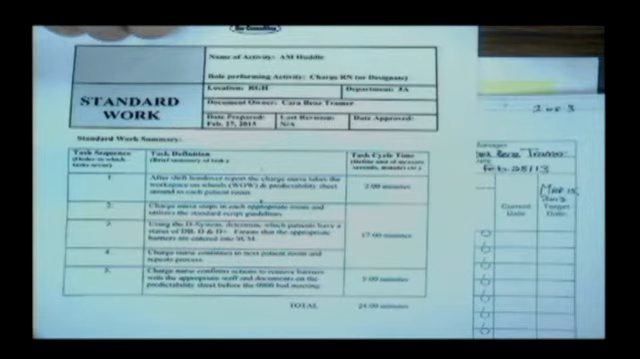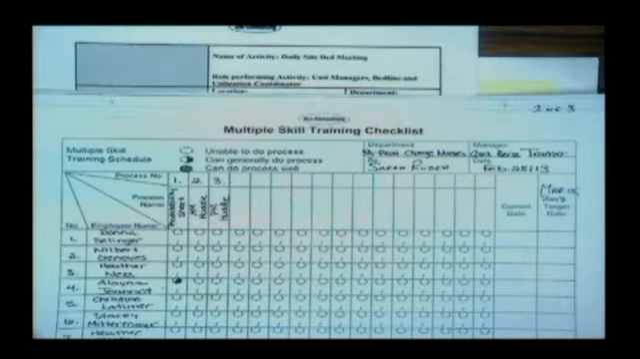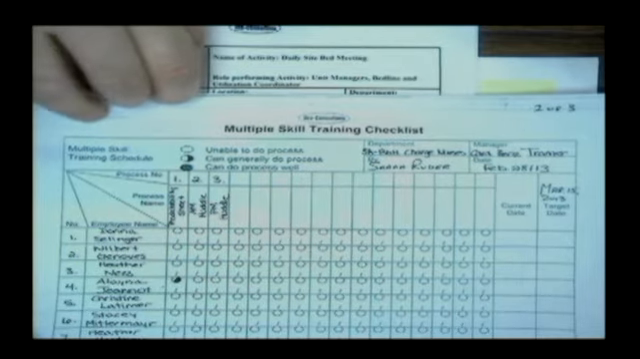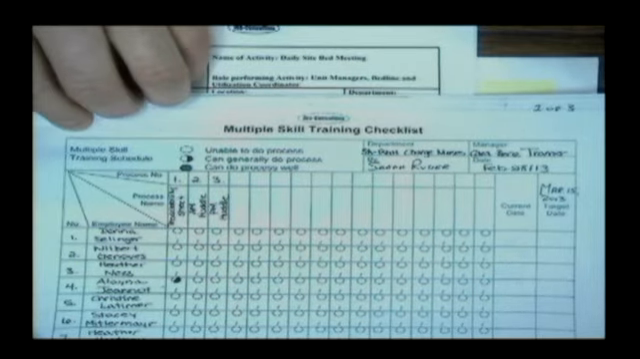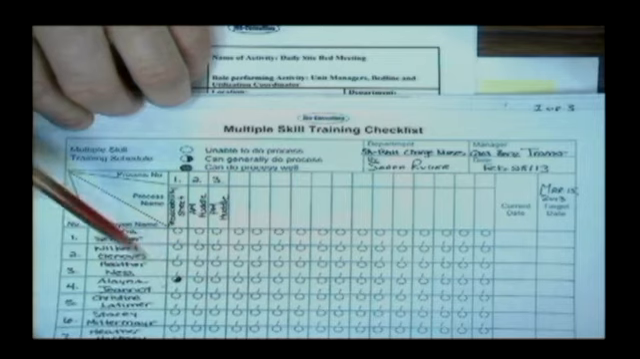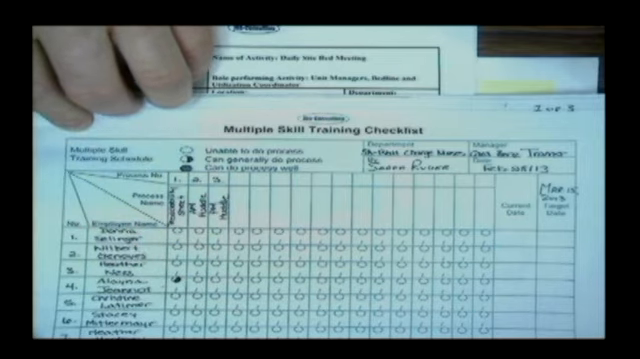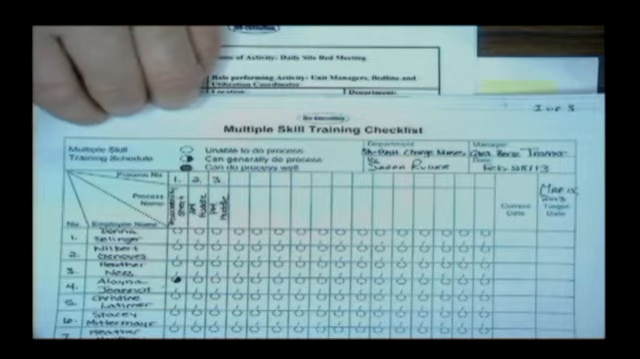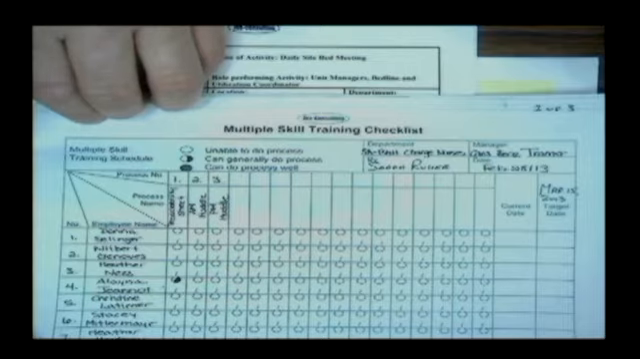We also created a learning plan and multiple skill training checklist, which we have already had a chance to educate a few of the charge nurses on our floor, and we will, in the next couple of weeks, be able to talk and educate the rest of our charge nurses and the staff on 5A as to how this process is going to work.